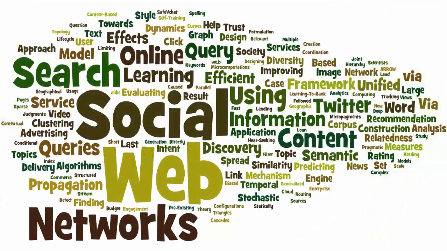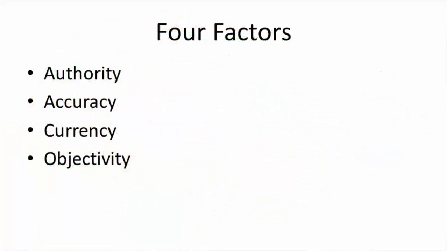The internet can be a great source of information for your research paper if you know how to evaluate what you find. But remember, not everything that comes from the internet is from a reliable and trustworthy source. There are 4 factors that can be used to evaluate any website. They are authority, accuracy, currency, and objectivity.